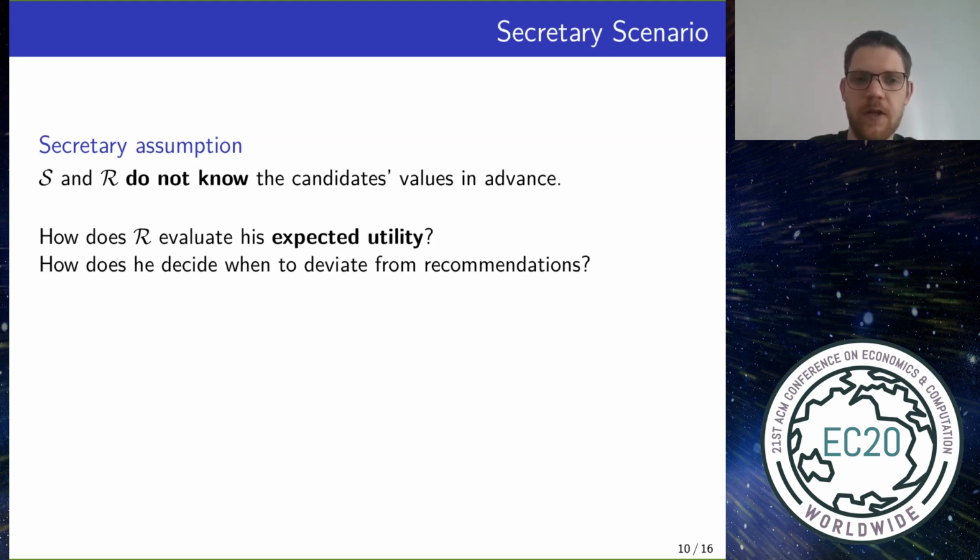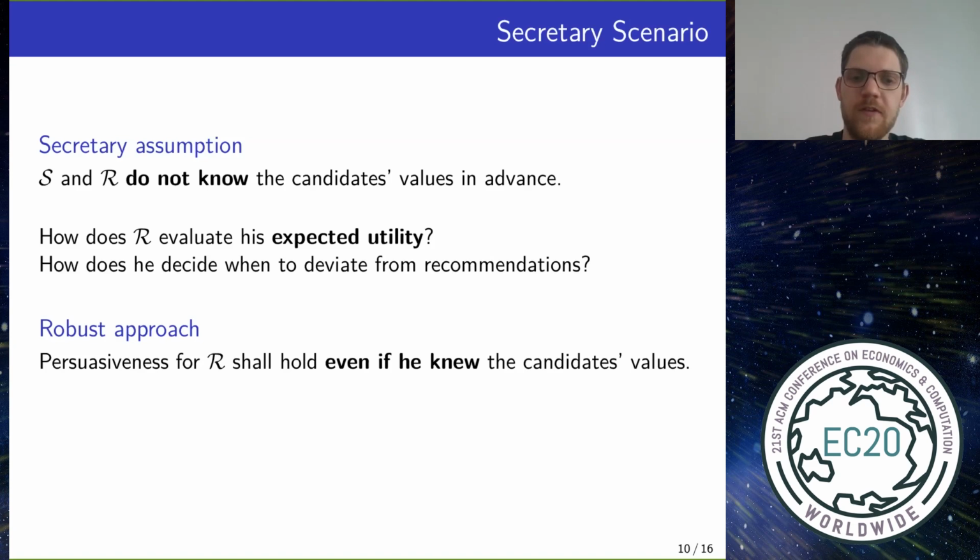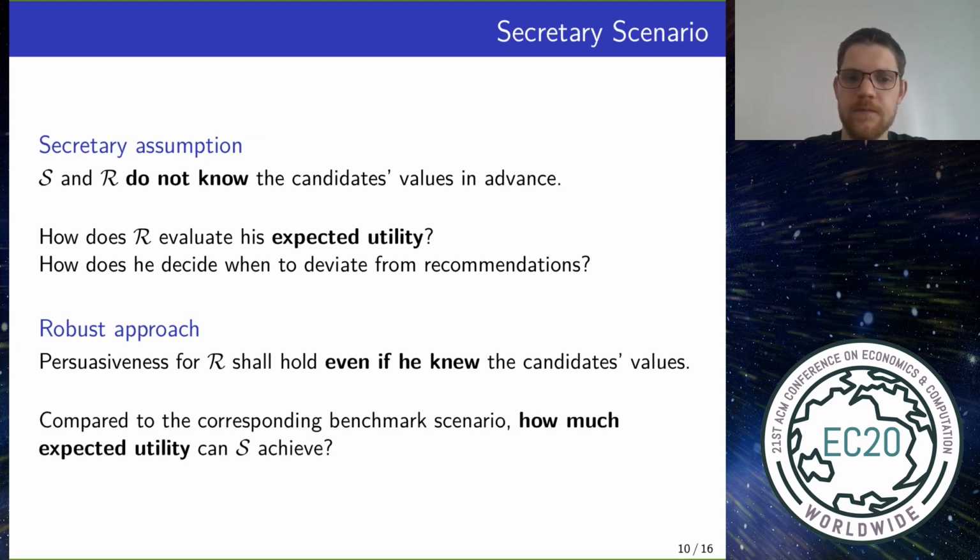So our approach is the following. We say that persuasiveness for the receiver should hold even if the receiver knew all the candidates' values. So then he can calculate what the expected utility would be and then calculate whether he would want to follow the recommendations or deviate from them. Now this leads us to the question of how much expected utility the sender can achieve under these assumptions, namely that the sender does not know the candidates' values and that persuasiveness shall hold even if the receiver knew all the candidates' values.